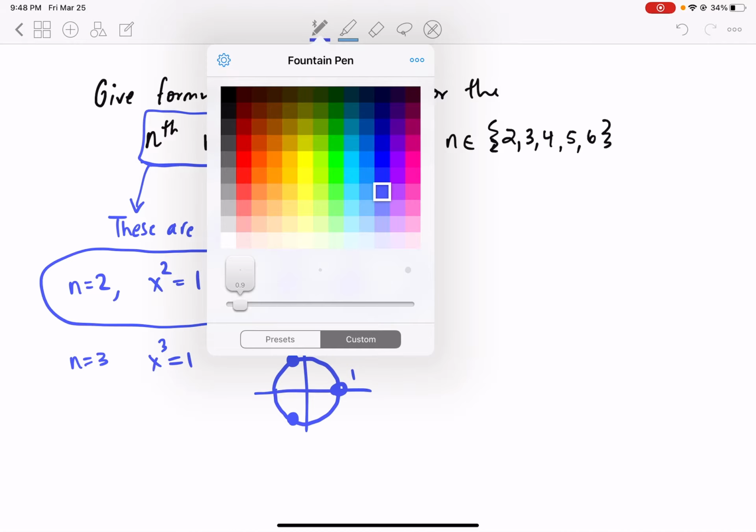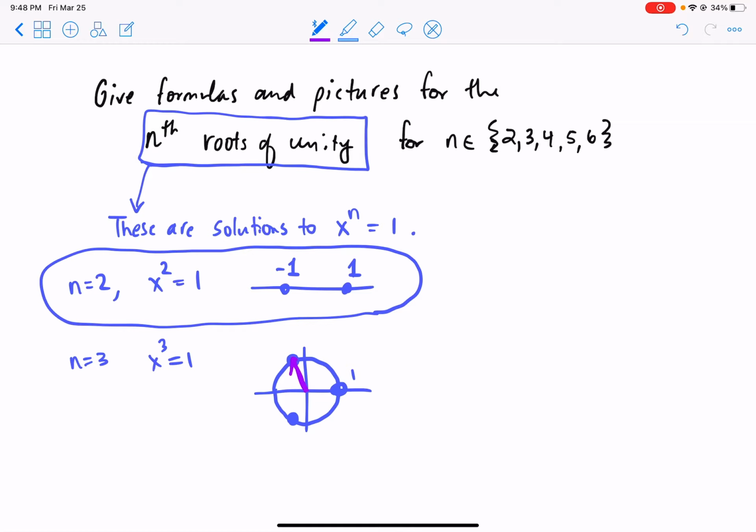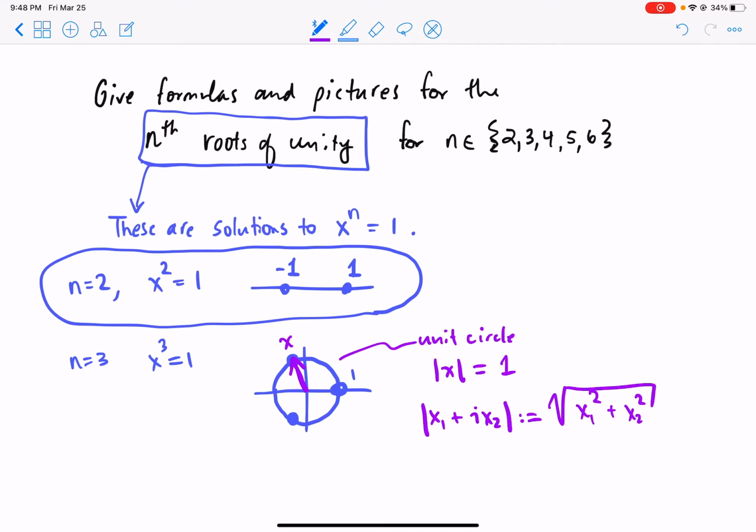So if we're at this number right here, let's call it x, then x squared is just going to be, well, remember this number here is on the unit circle. This is the unit circle. And so the size of x is 1. The modulus of x is 1. So if x was x1 plus i x2, then the modulus is defined to be the square root of x1 squared plus x2 squared. This is the size or modulus of a complex number.